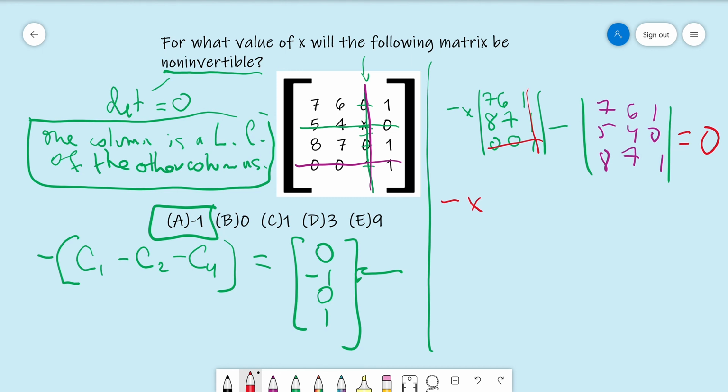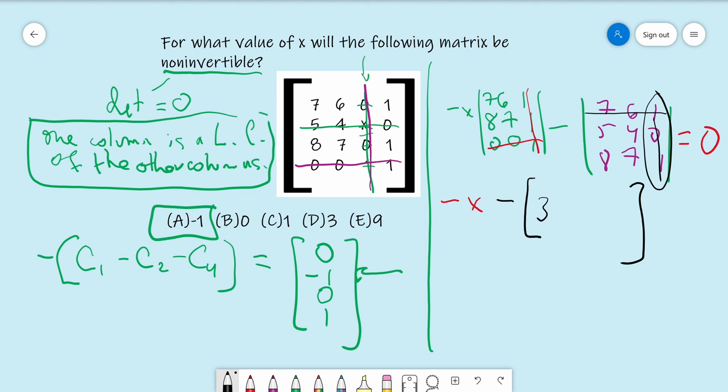And now we need to find the determinant of the second matrix. Let's expand on the third row. Okay, so we get 1 times the determinant of 5 times 4 is 20, minus 5 times 7 is 35, minus 4 times 8 is 32. So 35 minus 32, I'm going to write this in parentheses. 35 minus 32 is 3.